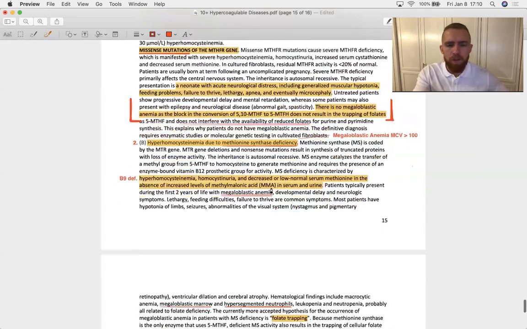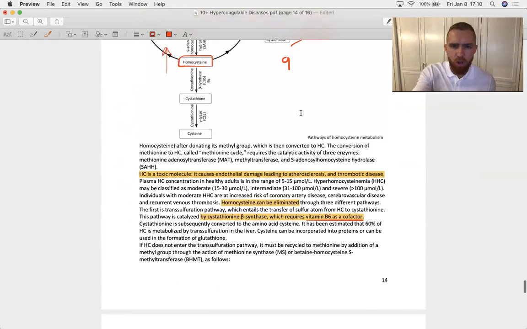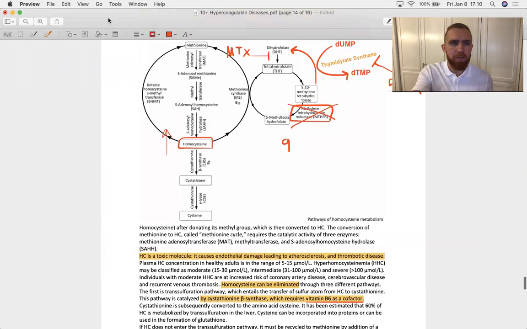So our second enzyme mutation is memorable. It's a methionine synthase deficiency. It'll give you a megaloblastic anemia. Let's go back and look at the chart. Here is methionine synthase.